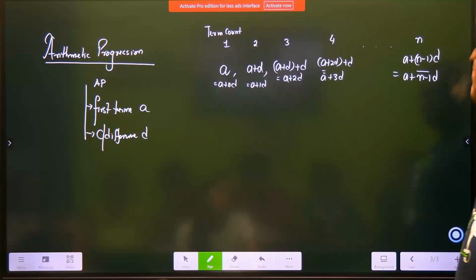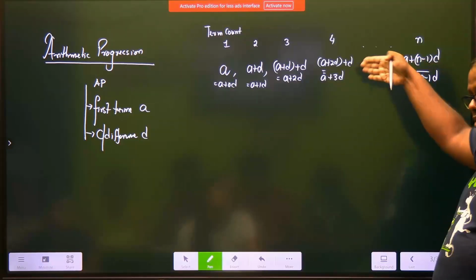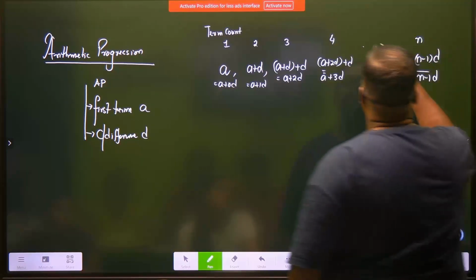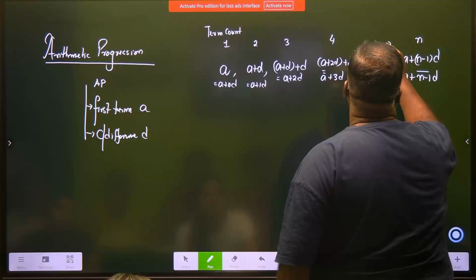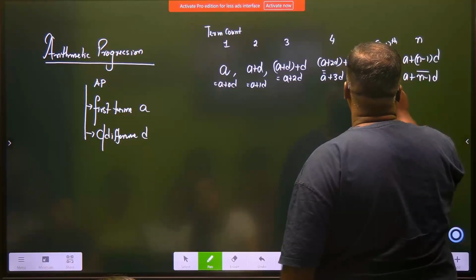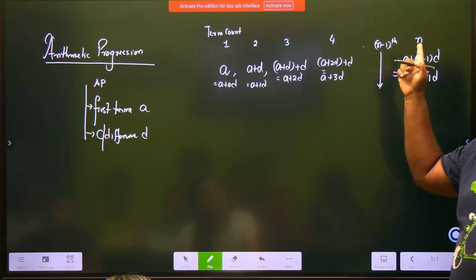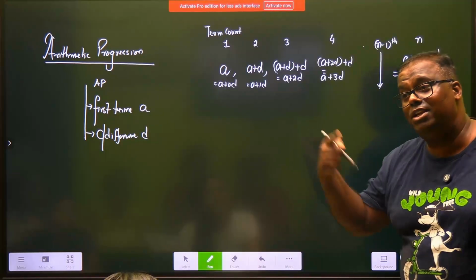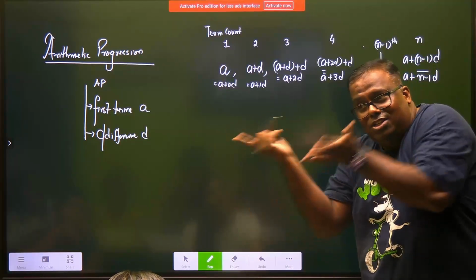Understood? Then the question arises, what was the preceding term of this? It was the n minus 1th term. And this term should be what? Dog minus 1. So it should be a plus dog minus 1, which is dog minus 2d.